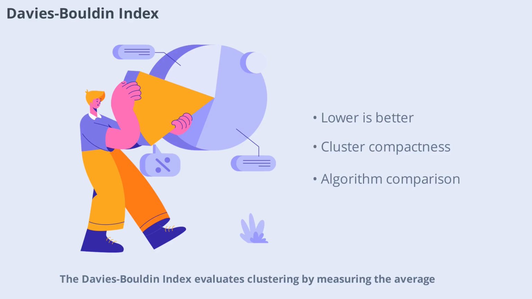Davies-Bouldin index evaluates clustering by measuring the average similarity between each cluster and its most similar one. Lower values indicate better clustering, as clusters are more distinct and compact. This metric is particularly helpful when comparing different clustering algorithms or tuning parameters. However, it's important to use it alongside other metrics for a complete picture.